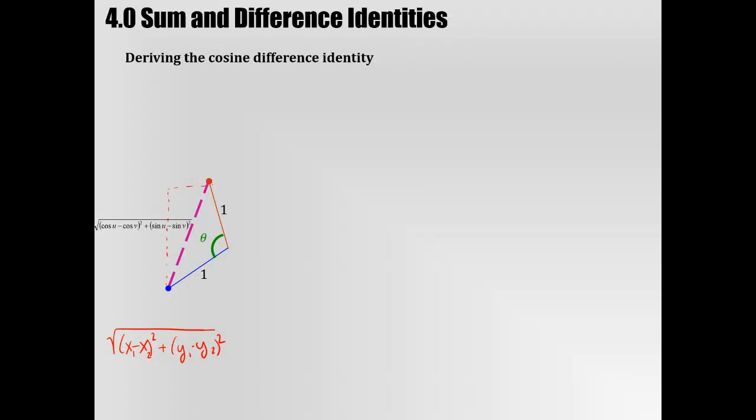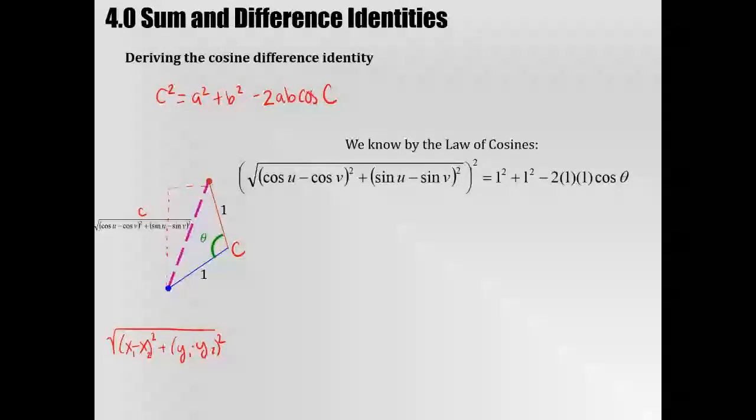Well, we've got all three sides, so we can go back to what we learned about the law of cosines, and we can actually figure out what theta is. If you remember the law of cosines, we had c squared equals a squared plus b squared minus 2ab cosine c, assuming that this is angle c and this is side c. So here we go. We've got this whole side squared equals 1 squared plus 1 squared minus 2 times 1 times 1 times the cosine of theta.